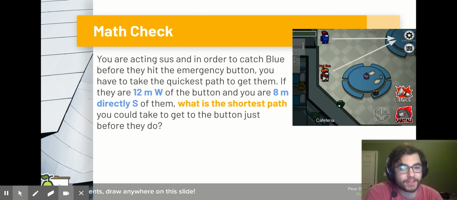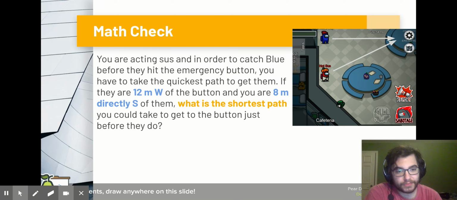You are acting sus, and in order to catch a blue before they hit the emergency button, you have to take the quickest path to get them. If they are 12 meters west of the button and you are 8 meters directly south of them, what is the shortest path you could take to get to the button just before they do?